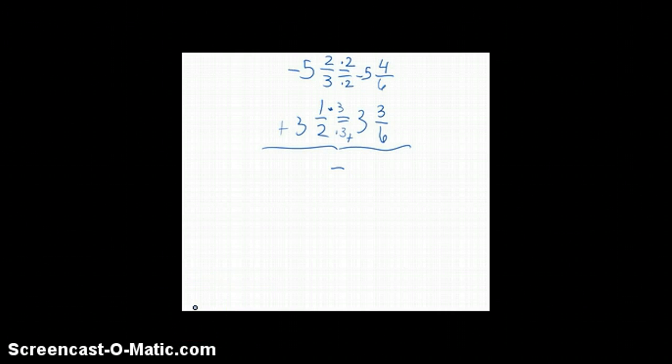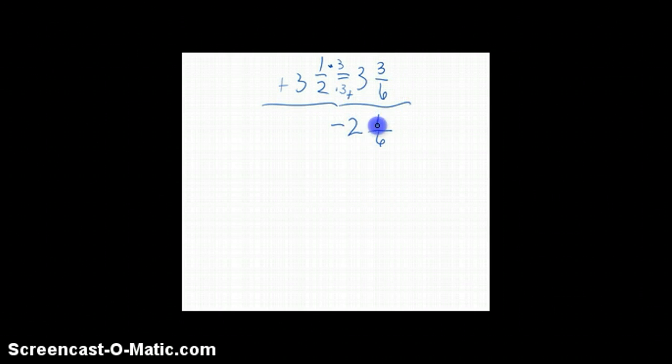So first we'll subtract the whole numbers. So 5 minus 3 is 2. And now we will subtract the fractions. So we just subtract the numerators and keep the common denominator the same. So 4 minus 3 is 1. And if we look at the answer, we don't have to do any simplifying. So our answer is negative 2 and 1/6.